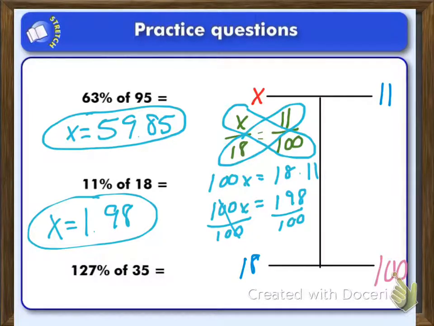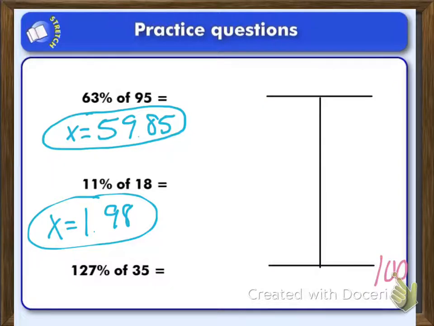Okay. Again, if you look at my answer being reasonable, 11% compared to 10 out of 100, pretty small. And then I have my 18, and 1 and 98 hundredths is not very big or very close to the 18. So there's a good distance there, so I think my answer is very reasonable. Okay, let's look at the last example then.